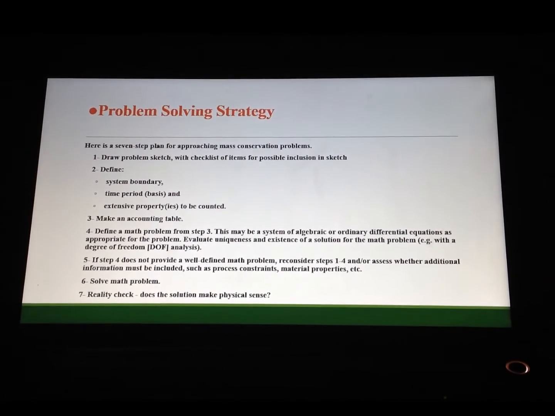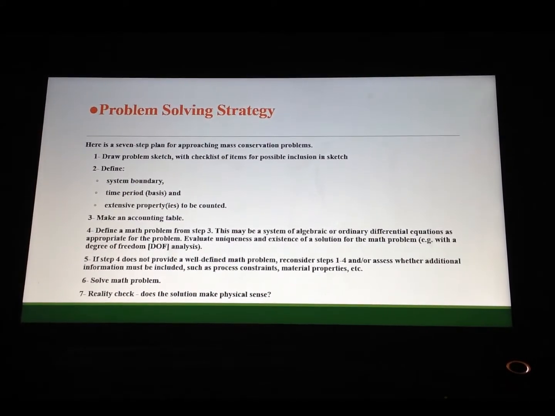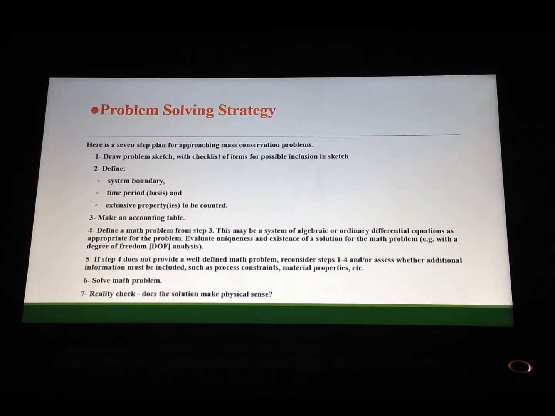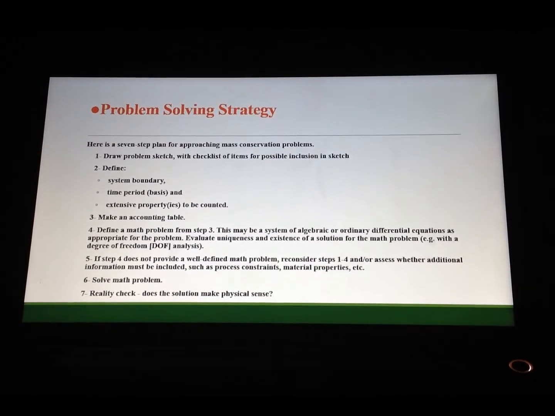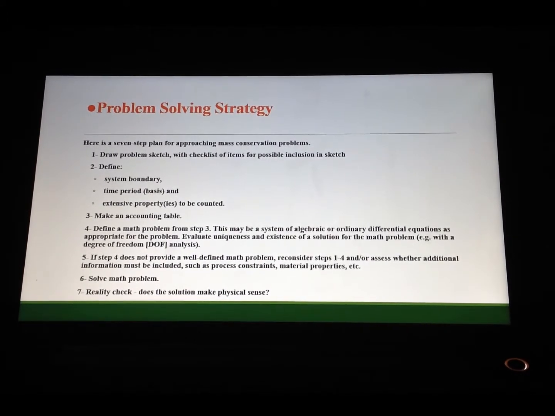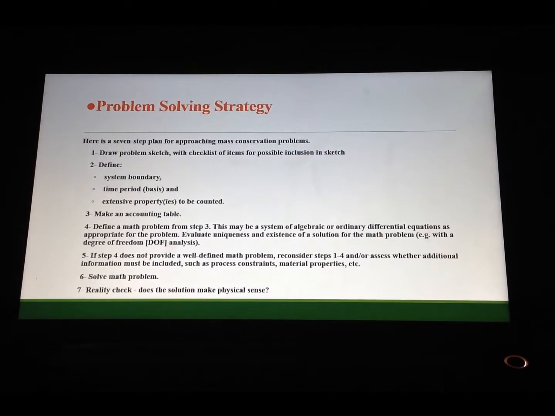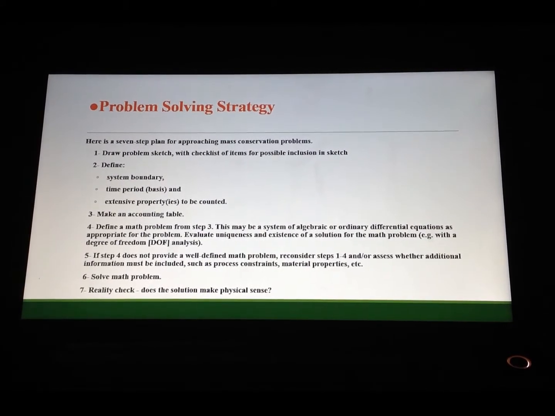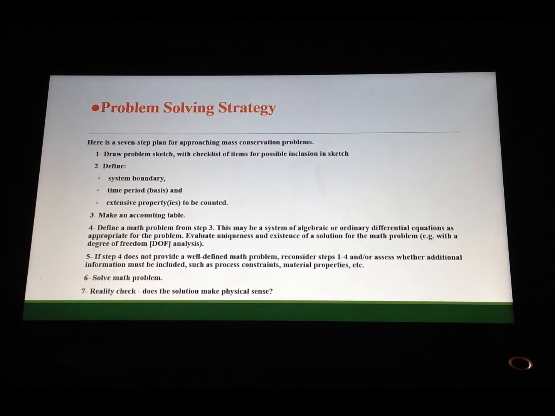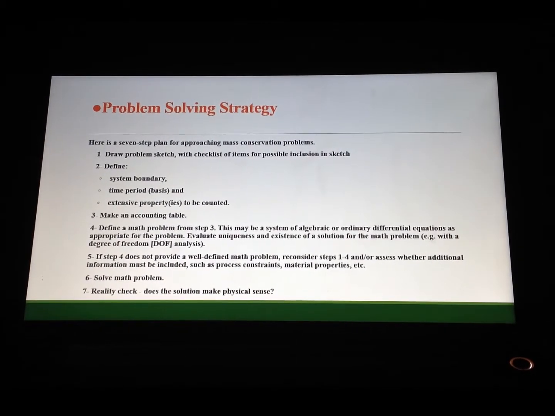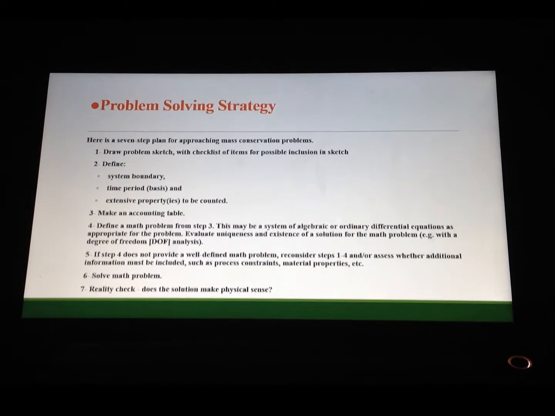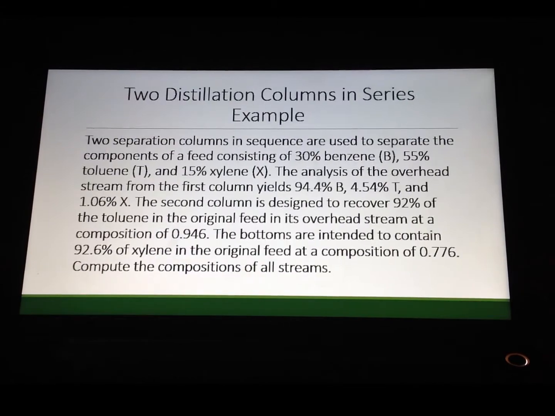Evaluate the uniqueness and extent of a solution for the math problem, for example with a degree of freedom analysis. Fifth, if step 4 doesn't provide a well-defined math problem, reconsider steps 1 to 4 and/or assess whether additional information must be included, such as process constraints, material properties, etc. And then we should solve our math problem, and finally a reality check: does the solution make physical sense or not?